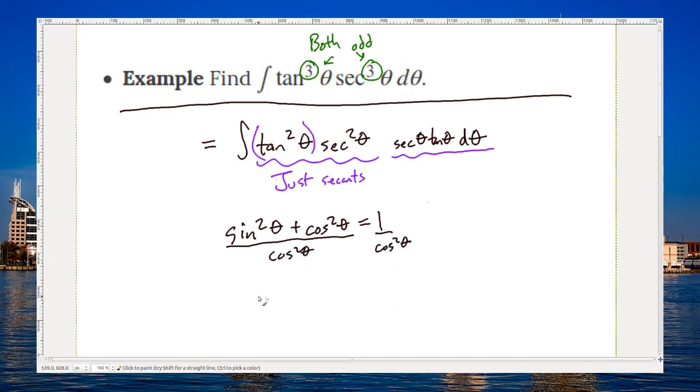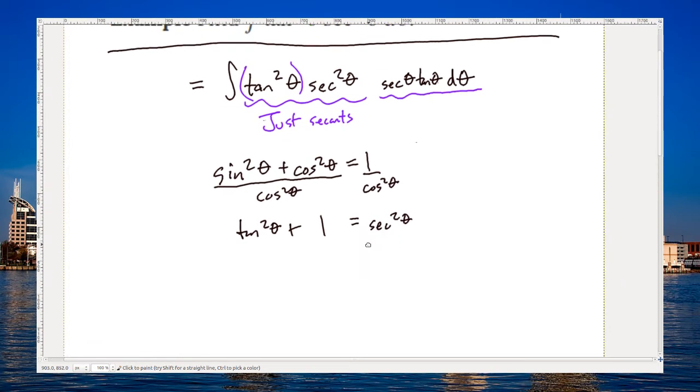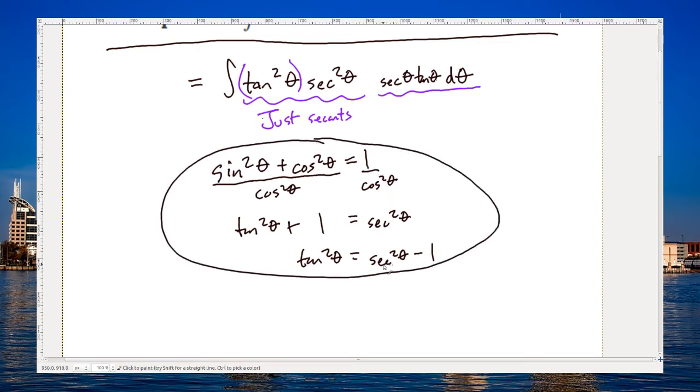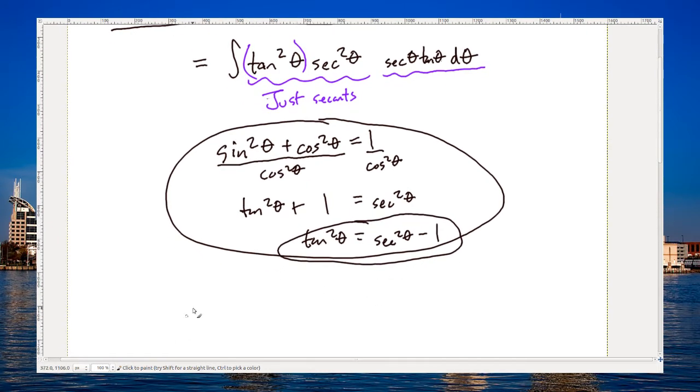And sine squared divided by cosine squared is tangent squared, plus 1, is equal to secant squared of theta. And if I want to replace tangent with something, I can solve for tangent to get secant squared minus 1. Okay, so there is my scratch work to find what's important, which is this formula. Tangent squared is secant squared minus 1. So I'll make that replacement. Tangent squared gets replaced with secant squared minus 1, times secant squared, times secant tangent.